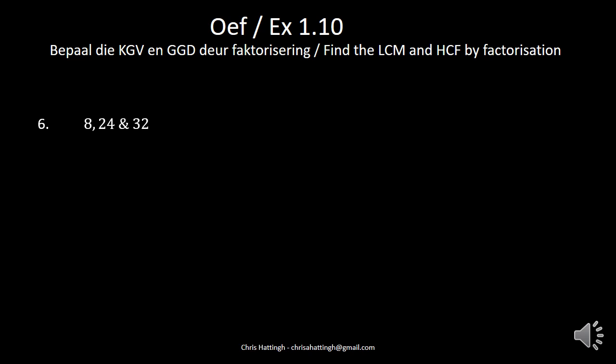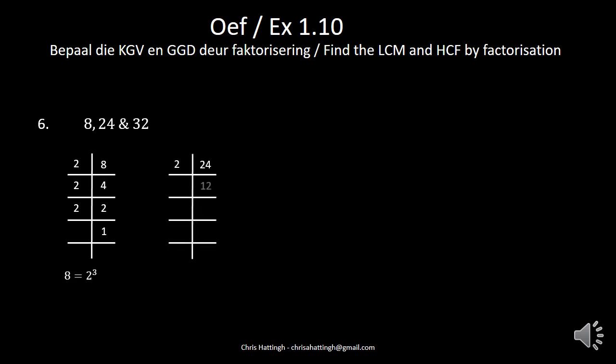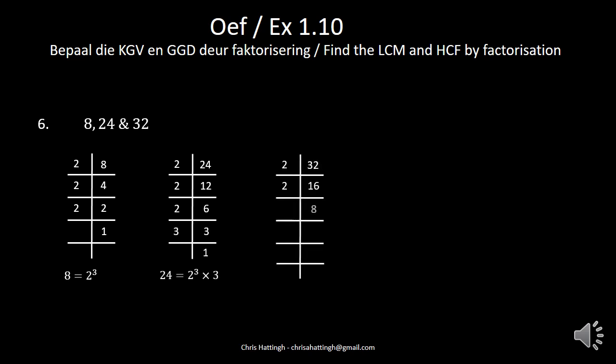Number 6, we're now looking at 3 numbers. It's the same as 2 numbers, but you're now going to use 3. And the first thing you do is factorize all 3. And then you will look at the factors of all 3 numbers together.